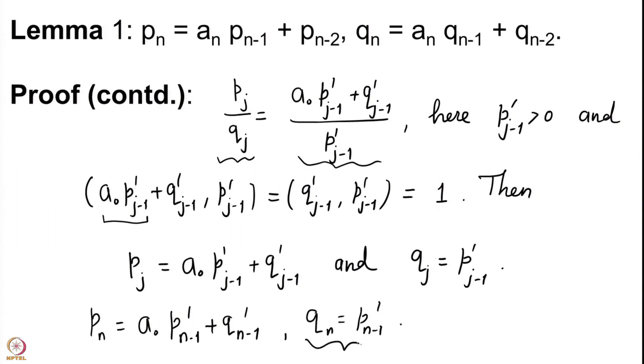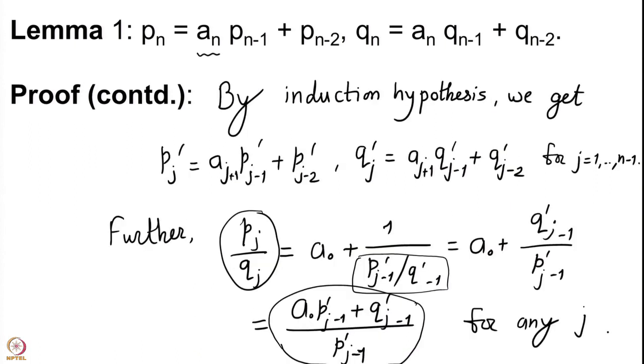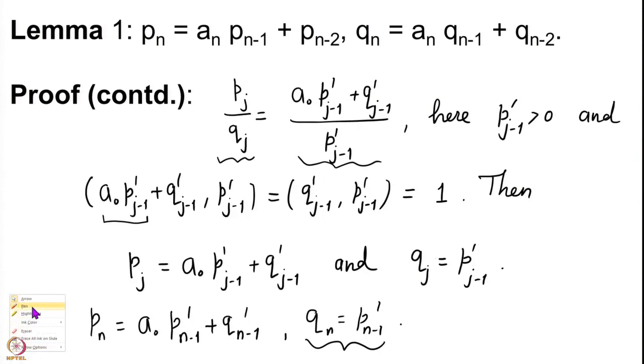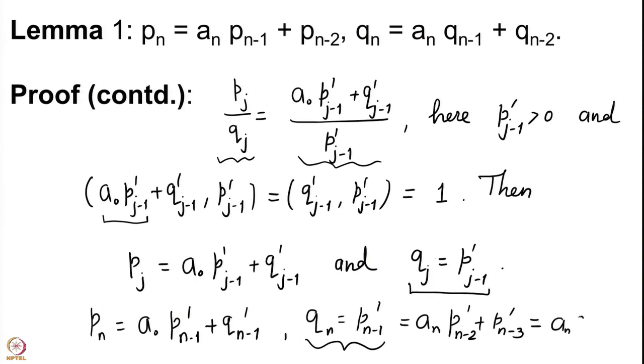Let us look at this Qn more carefully. This is going to be something which is very interesting. Once again, note that Pj prime and Qj prime satisfy the recursion, where the A comes with j plus 1. So when I look at the Pn minus 1 prime, I will have that it comes with An, and we will have Pn minus 2 prime plus Pn minus 3 prime. But using this formula once again, we see that this is nothing but An Qn minus 1 plus Qn minus 2. So the recursion relation for Qn has just come out very easily.